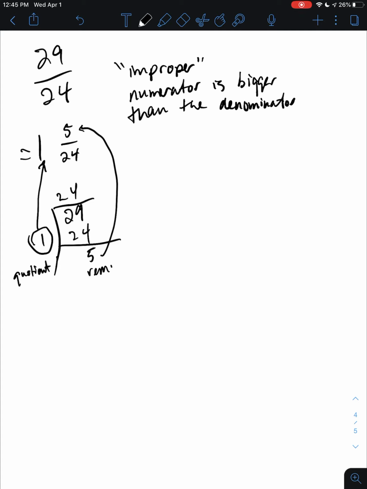And the remainder is the fraction part. Okay, I don't like this. I'm not going to use it in this course. I'm just giving it to you here to show you how to do it if somebody ever asks you about it. You may have to do this if you're a school teacher. You may have to teach this. This is called a mixed number.